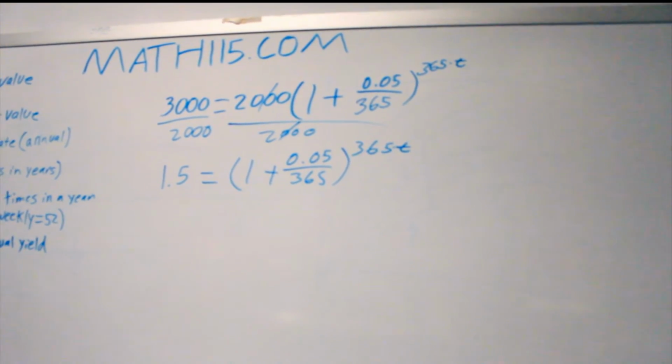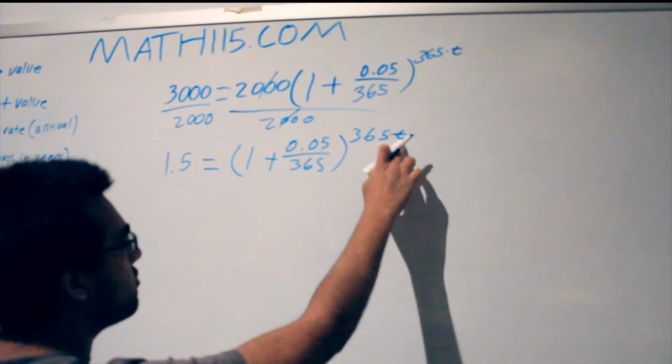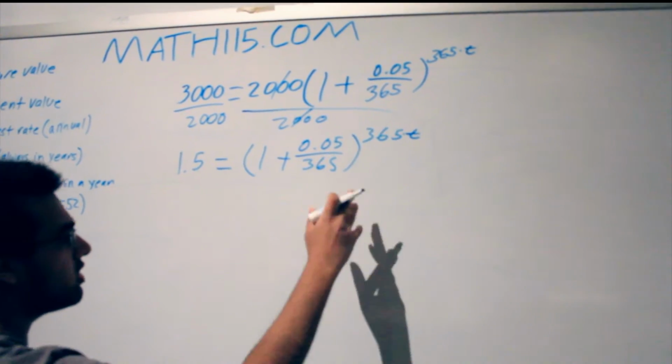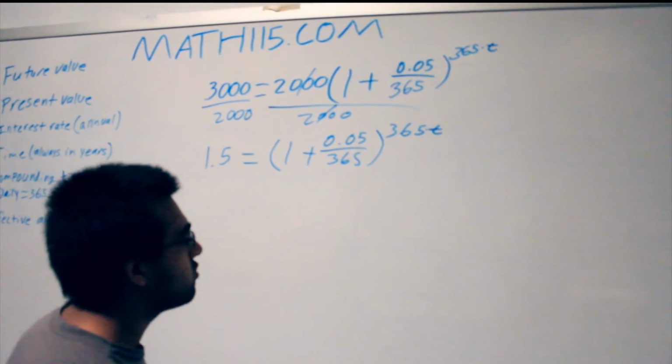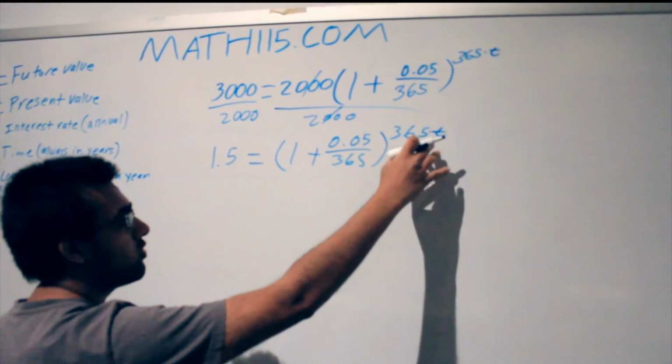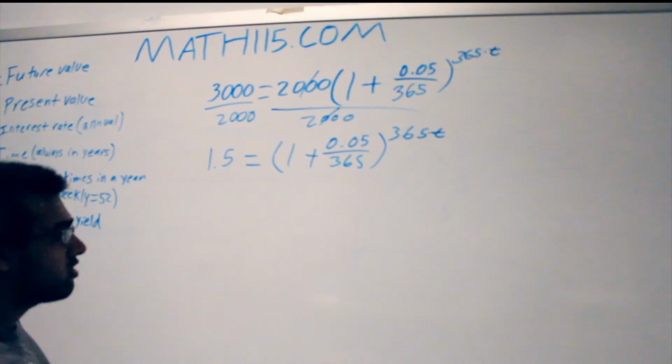Okay? So now we have to deal with this guy. We have to figure out how we're going to mess around with this in order to isolate the t. Well, we know that the t is in the exponent. So if you remember your log rules, they will allow you to deal with the situation where you have the variable in the exponent. So in this case, we have to take the natural log of both sides.